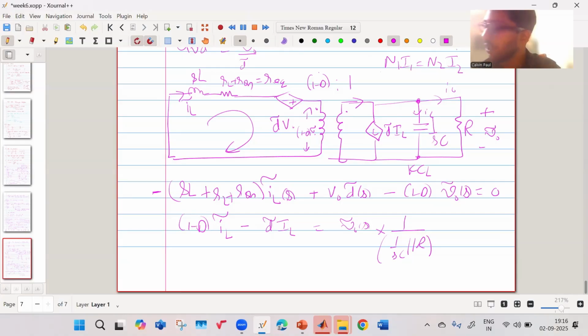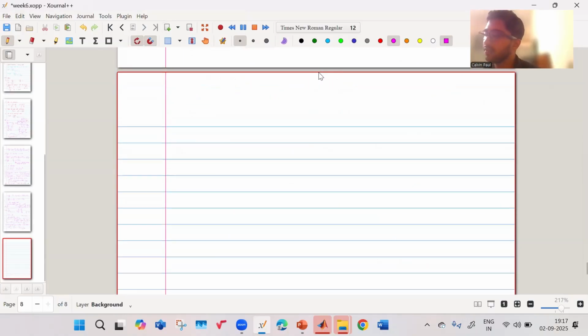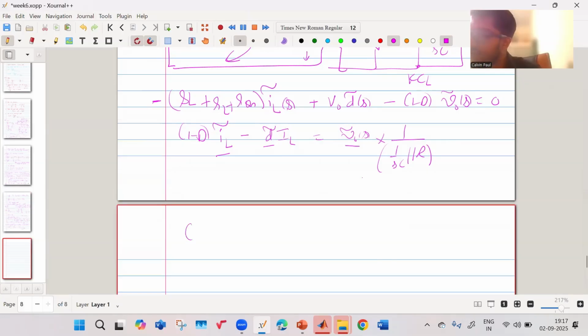What do we have to eliminate over here? What is the equation we want? We want the equation in terms of V output per term and D per term. But we have it in terms of V output per term, D per term, and IL per term. So what we must do now is make our 1 minus D into IL per term equal to D per term IL plus V output per term of S. What is the parallel combination of 1 by SC parallel R?